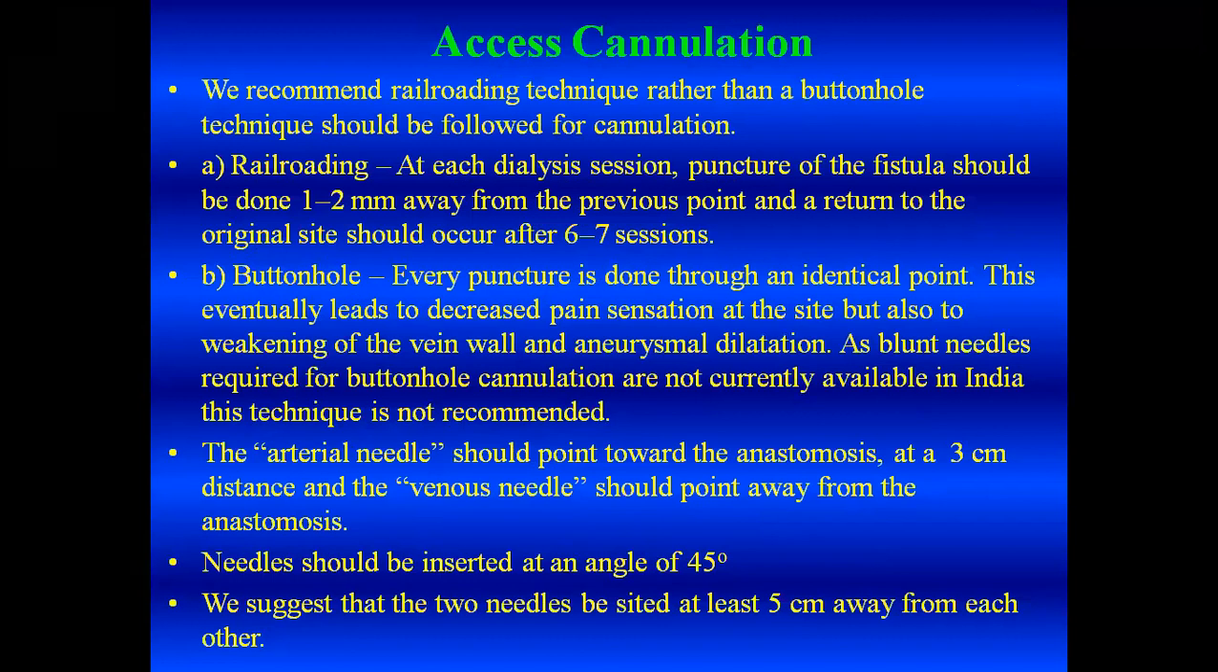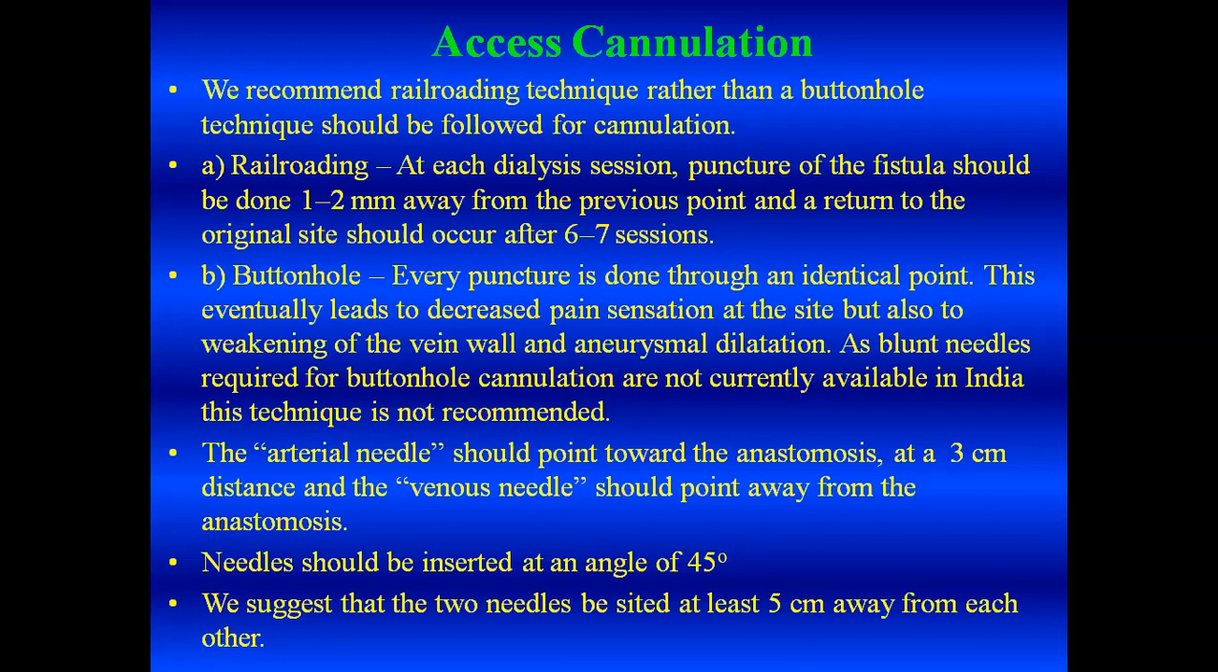cannulation technique guidelines. Railroading technique rather than buttonholing. So, in a rope ladder or railroading, each puncture should be 1 to 2 millimeters away from the previous, and after around 6 to 7 sessions, we return to the original. Needle should be inserted at around 45 degrees and then made parallel to the skin, and the needle should be sighted. Now, it's often said that the arterial needle should point towards the anastomosis at a 3 centimeter distance, and the venous needle should point away.